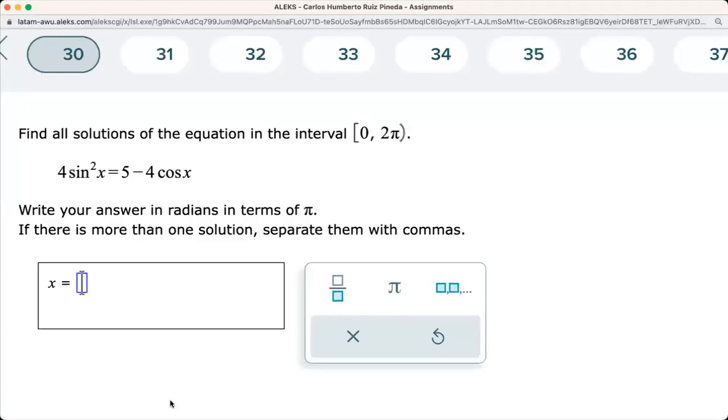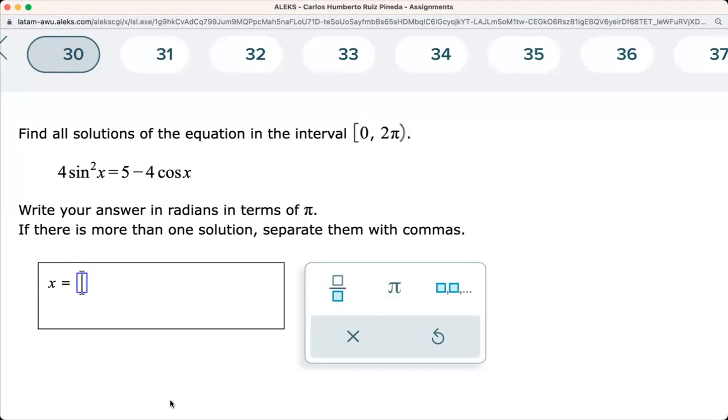In this problem, we have to find all solutions of the equation in the interval [0, 2π), which means you have to find the solutions inside the unit circle of the equation 4 sine squared of x equals 5 minus 4 cosine of x. The answer has to be in radians and also in terms of pi. And if there's more than one solution, separate them with commas. So where do we start?